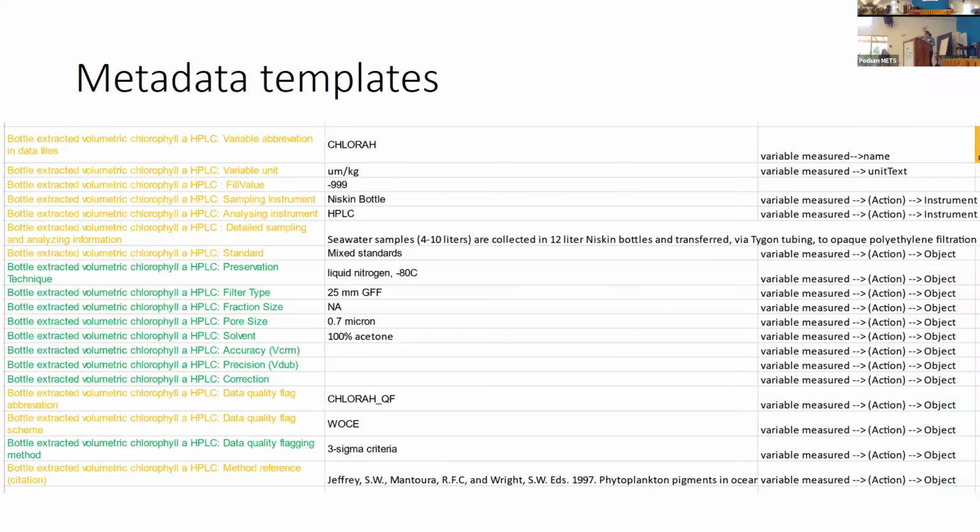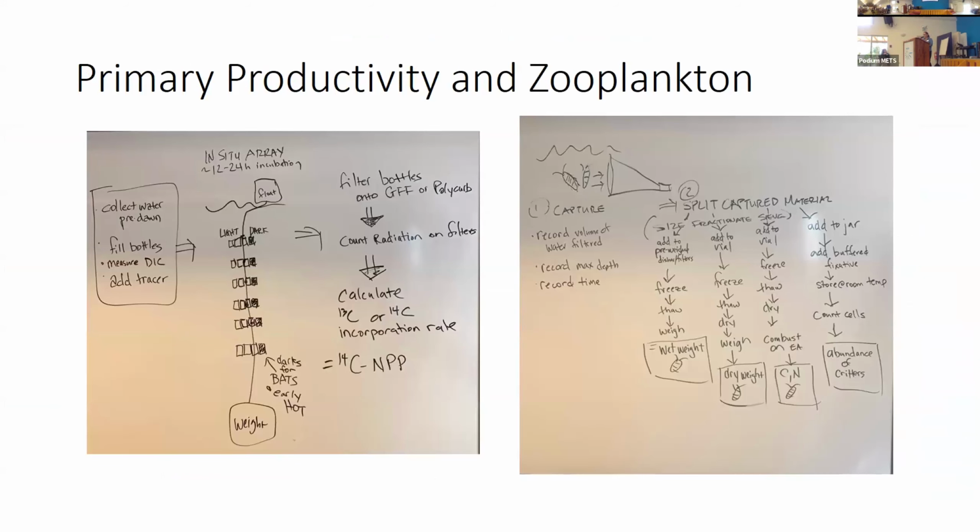And then the last one didn't come through, but that's fine. So the other two examples that we have are primary productivity and zooplankton. And again, in this sense, there are some real differences between the various ways these measurements are made in time series, 13C versus 14C, other issues as well. And I think you'll see that these metadata templates really capture those differences. And that's what we were looking for in the nuances there.